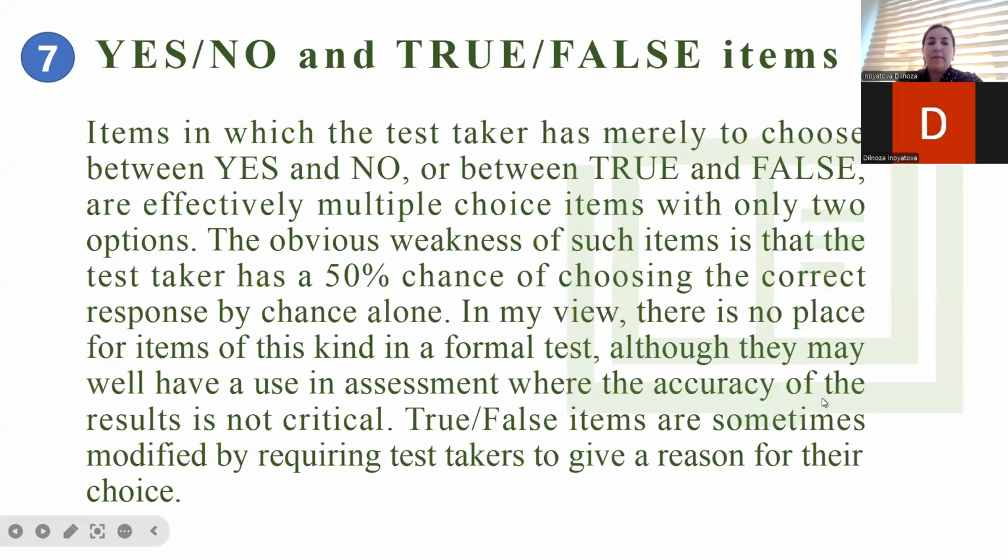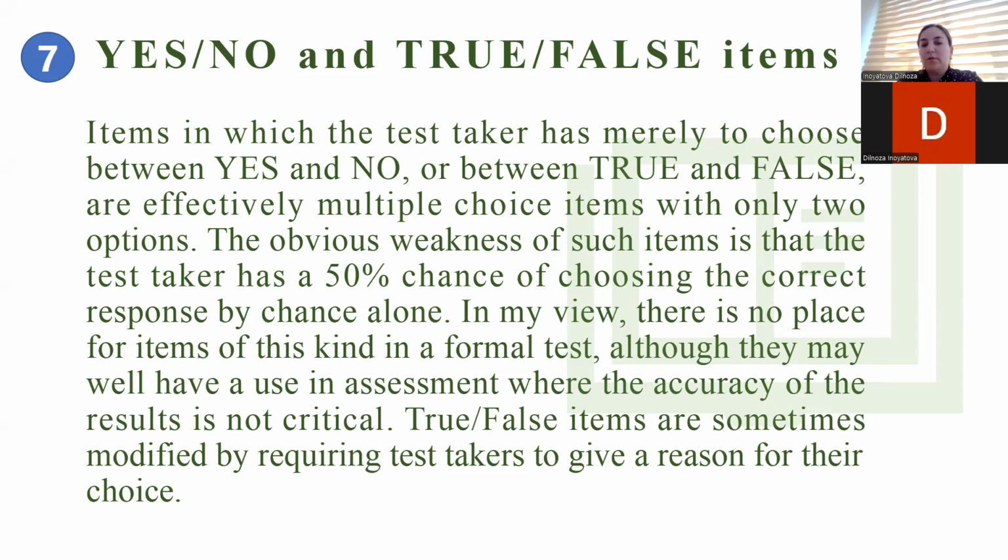Okay, the next test technique is yes, no, and true, false. That you have faced in the reading section, and the most confusing one, I guess, when it comes to reading. So overall the structure of yes and no, true, false items, right? These are items in which the test taker has to choose between yes and no or between true and false.